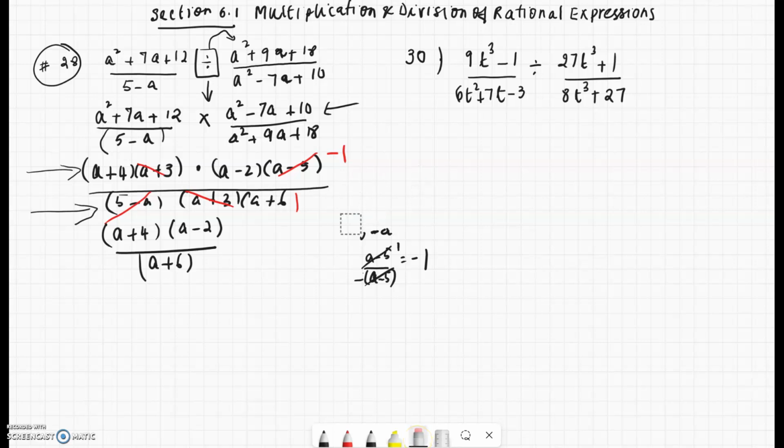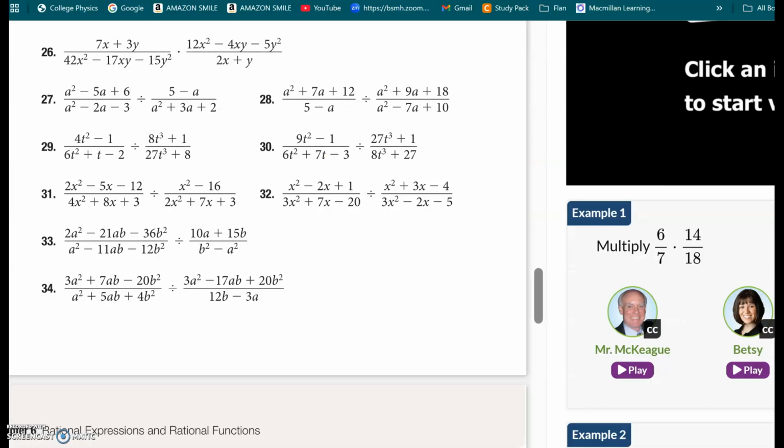So that's how we cancelled some common factors, and we were left with a minus 2, a plus 4, the negative divided by a plus 6. And where did we get the negative from? A minus 5 over 5 minus a is not a 1, but it's negative 1. So this is what we did before. Now let's look at a similar problem.